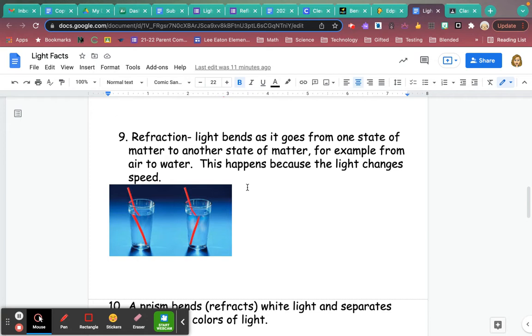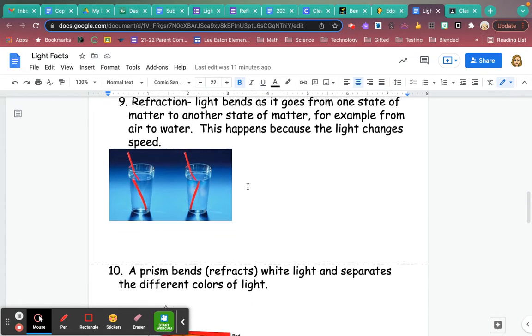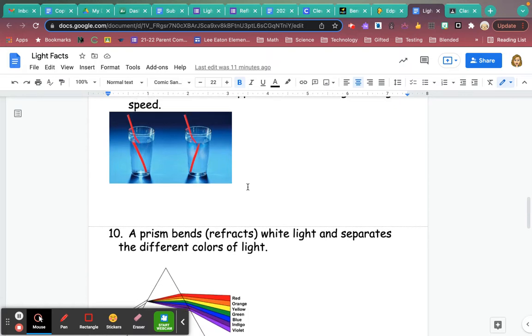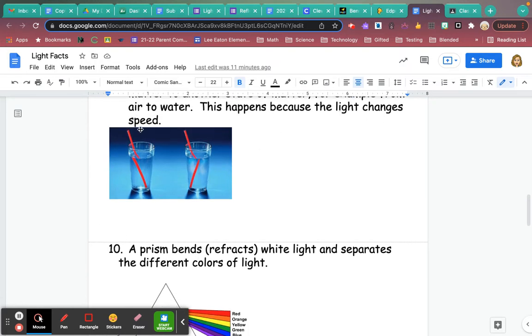So remember, there are 3 states of matter: solid, liquid, gas. So if the light's going from a gas to a liquid, it will bend. If it's going from a gas to a solid, like the prisms, it will bend. And the reason that happens is because it slows down, it changes speed.